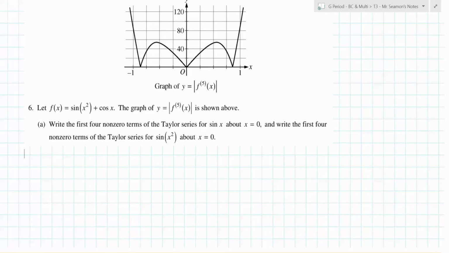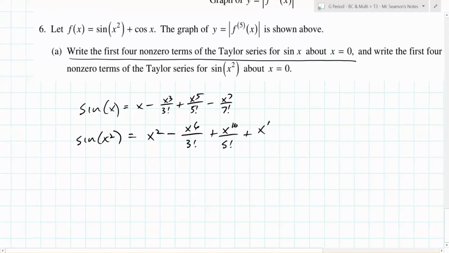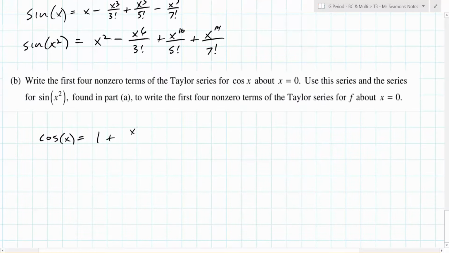And there, write the first 4 non-zero terms of the Taylor series for sine x about x equals 0, and write the first 4 non-zero terms of the Taylor series of sine x squared about x equals 0. Okay, that's nice. Looking at the x squared factor. Exactly. So x to the 6th over 3 factorial plus x to the 10th over 5 factorial plus x to the 14th over 7 factorial. I think that's a 2-pointer. That's about as straightforward as it gets. Here's something you have to memorize, and we're asking you for it directly. Nice.